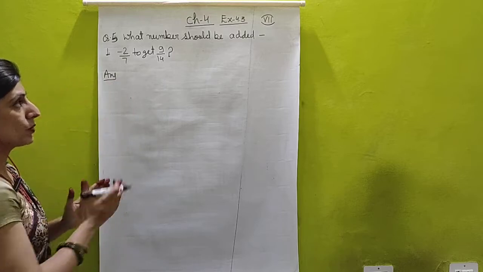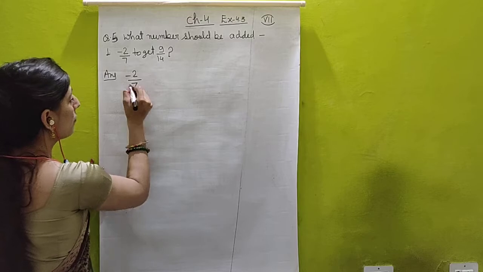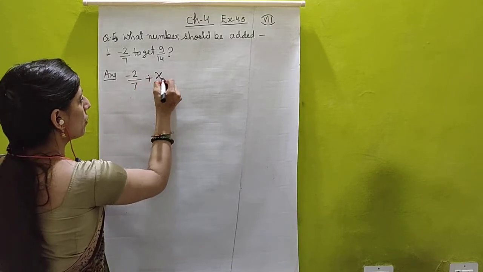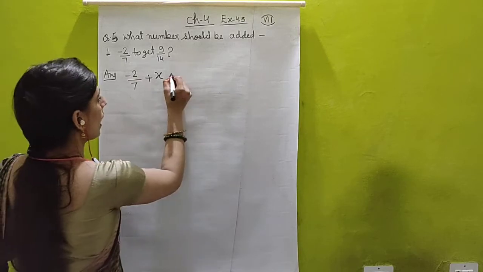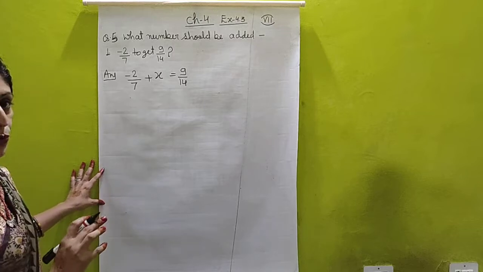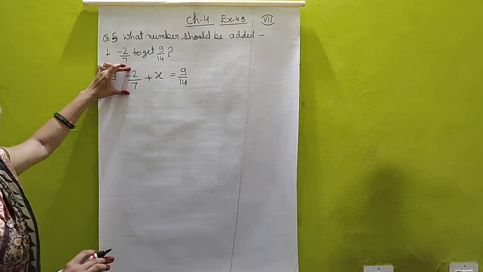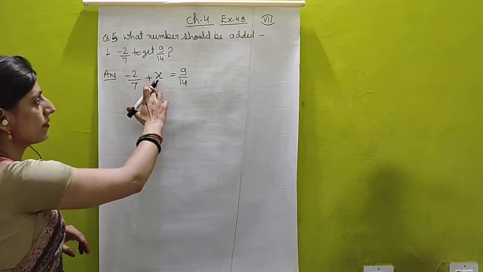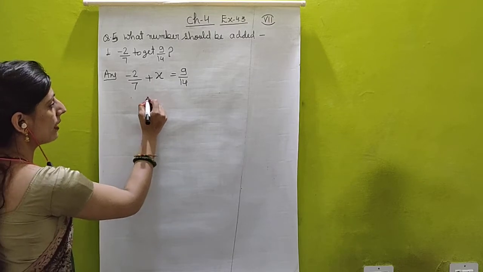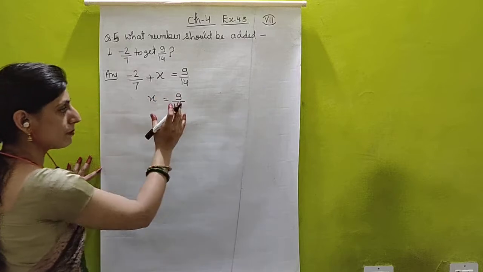So first of all, students, for this I will make an equation. Minus 2 upon 7, we don't know what we are to add. So here I am taking, suppose we are to add x here to get 9 upon 40. Now it will be very easy for you to solve. Again I am explaining: to minus 2 upon 7, what am I to add? So here I have taken x to get 9 upon 40. Now students, we are to find the value of x. So 9 upon 40 on the right-hand side will be as it is.